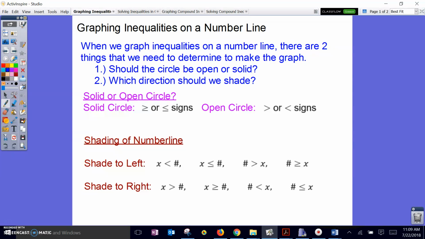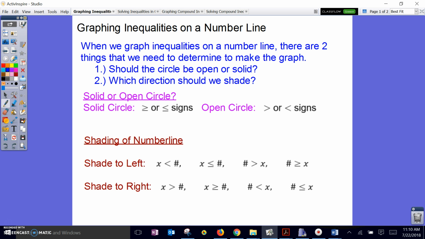Alright, in this video we're going to talk about how we graph inequalities on a number line. For instance, an inequality like x is greater than 4 or x is less than or equal to -2. How do we draw the graph of that? And realize that when we draw the graph of an inequality on a number line, what we're doing is coloring in all the possible values of the variable that make that inequality true.